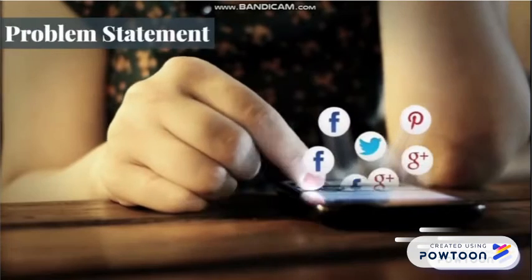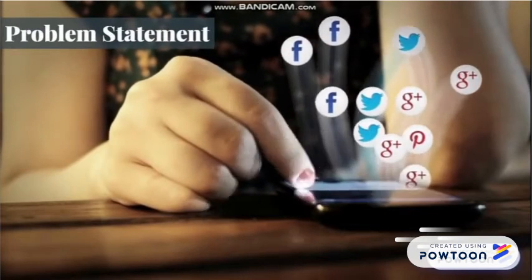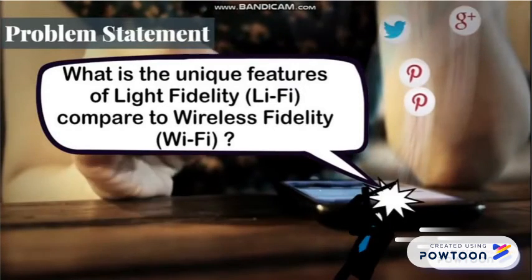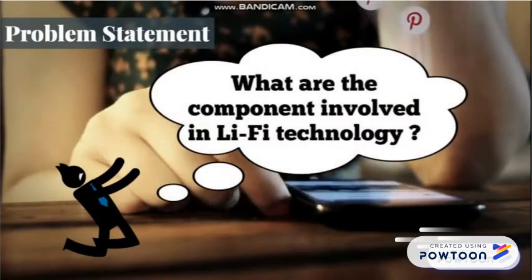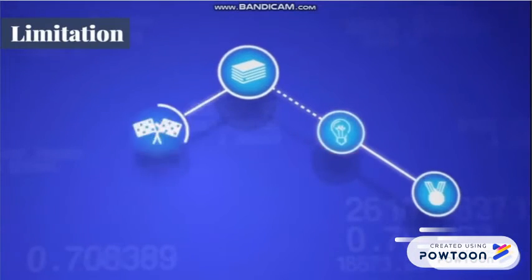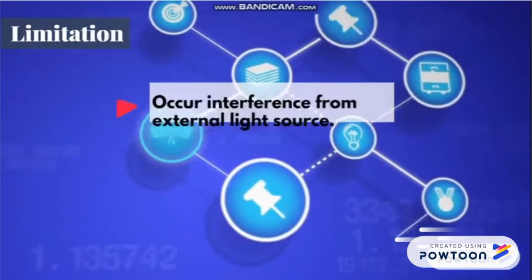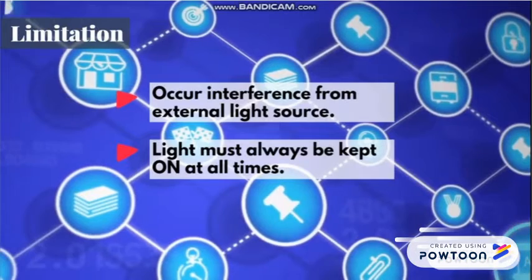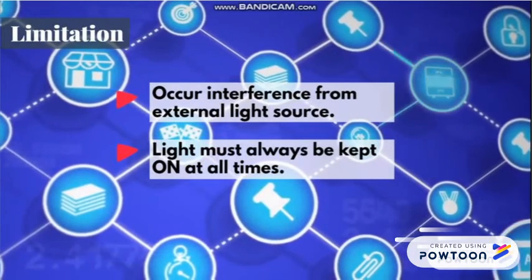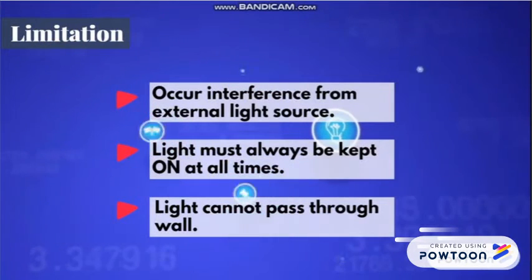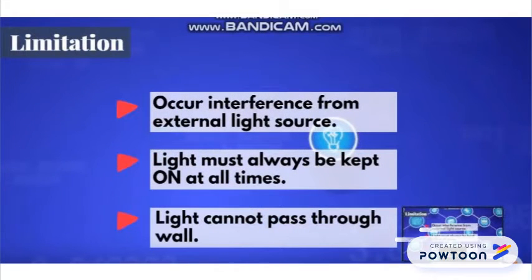Problem statement of our project are: what are the unique features of LiFi compared to Wi-Fi? And what are the components involved in LiFi technology? There are few limitations of LiFi. First, interference occurs from external light source. Second, light must always be kept on at all times. Third, light cannot pass through wall, hence it has small signal coverage.